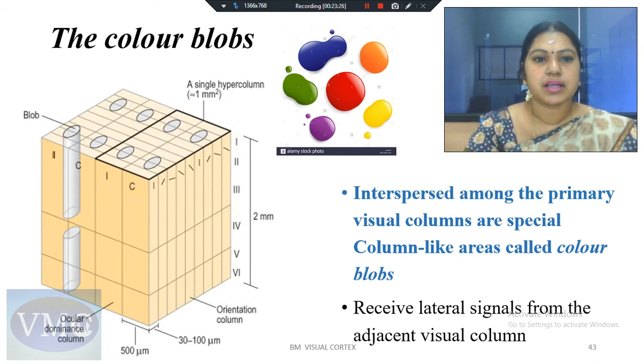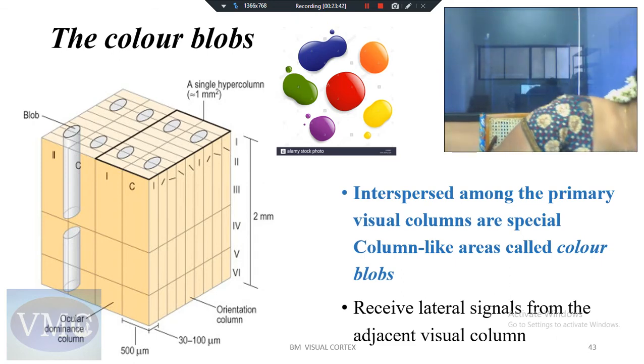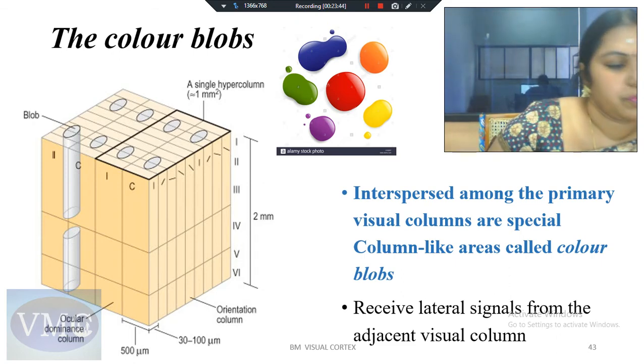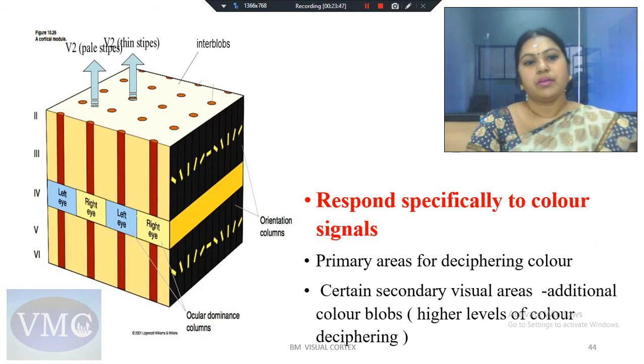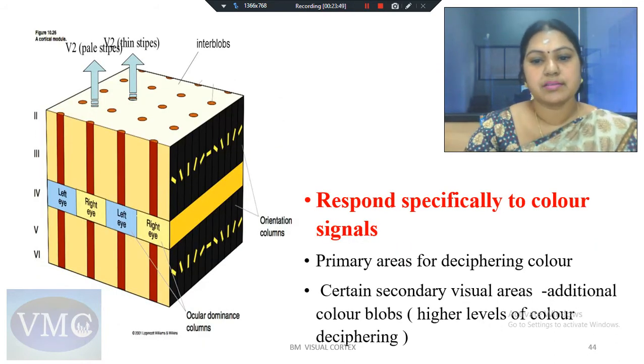The third one is the color blobs. Color blobs are concerned with colors. So interspersed among the primary visual columns are special column-like areas called color blobs. They receive lateral signals from the adjacent visual columns. So they respond specifically to color signals. In the primary visual areas color is discerned, and in certain secondary visual areas additional color blobs are there for higher levels of color deciphering.